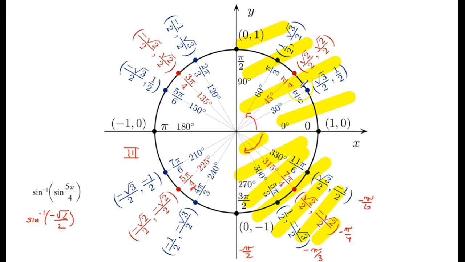So in these two quadrants, where do I see this number? Where do I see this for the y-coordinate? So there it is. It's got that as its y-coordinate. Well, what angle is this? This arcsine is going to spit out negative pi over 4.